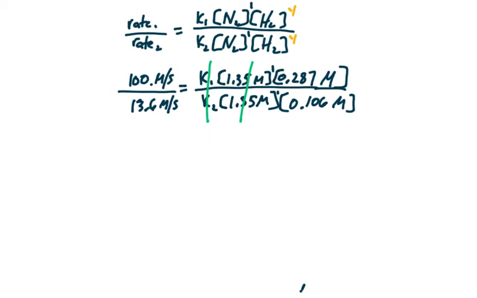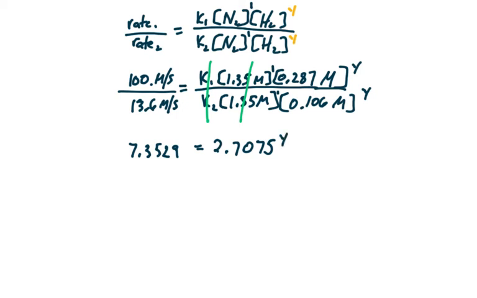So 100 divided by 13.6 is 7.3529. I'm going to write it out a good bit. I don't want to round too early. And that's equal to 0.287 divided by 0.106, which is 2.7075. We want to know what Y is.